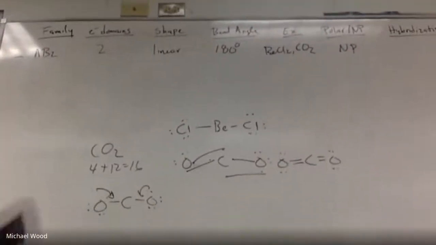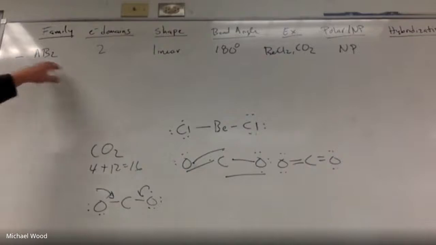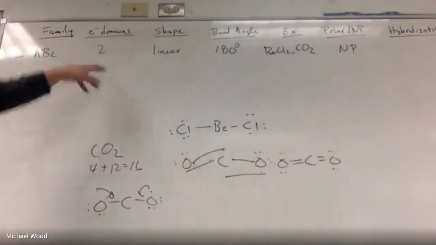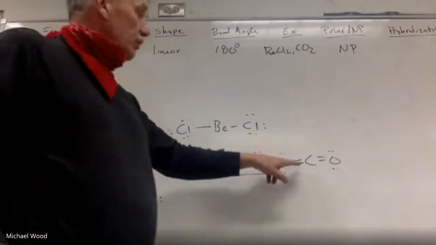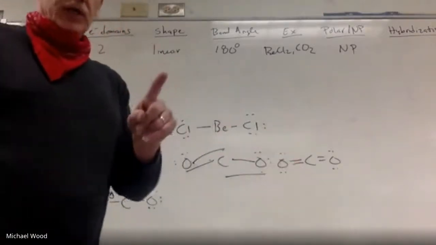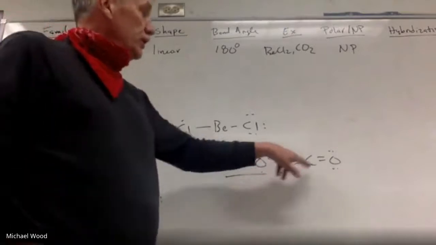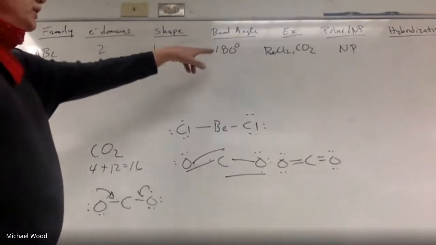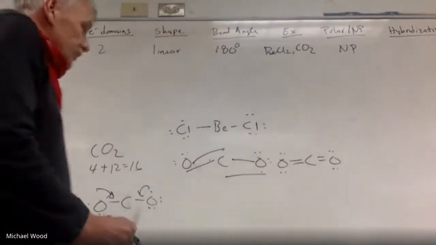But this, again, goes back to this family. Okay, this is AB2, so it's got a central atom and then 2 elements around it. It's got 2 electron domains. So a double bond counts as 1 electron domain. Okay, so there's 1 electron domain and another one. So it's linear. It's 180 degrees, the example, and it's non-polar. Okay, so there's the first grouping. Okay, so now the next one.